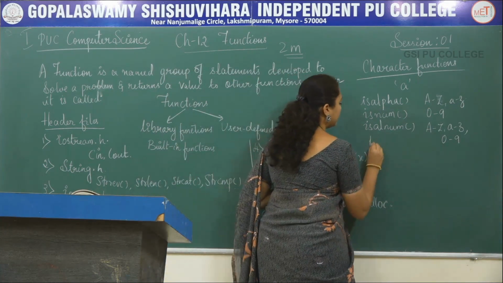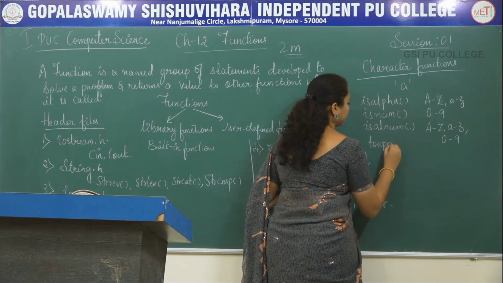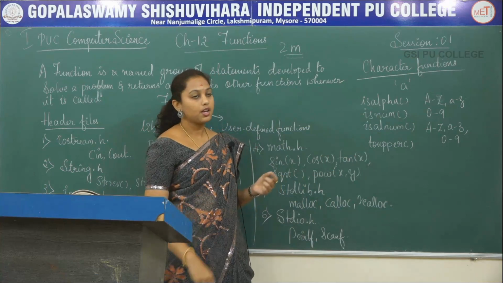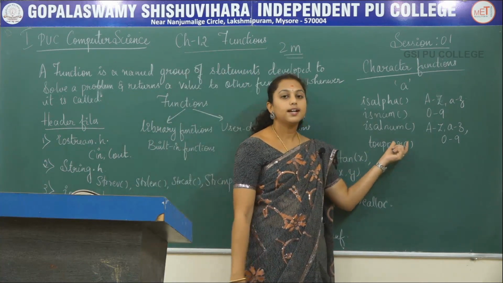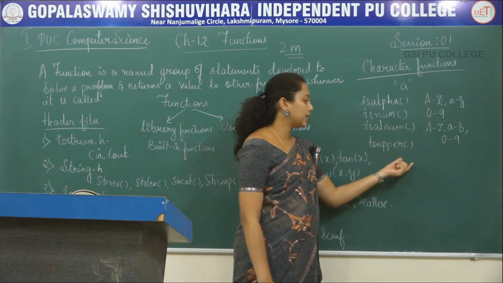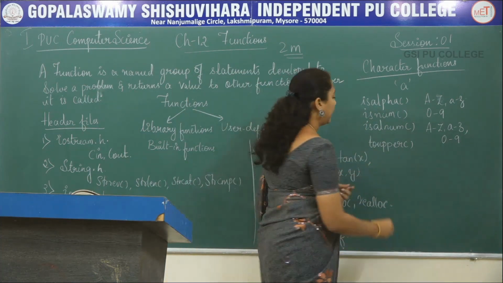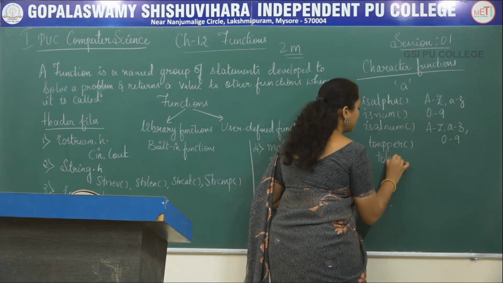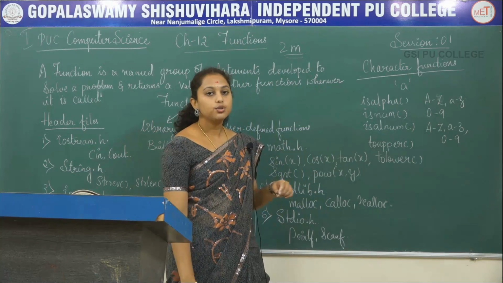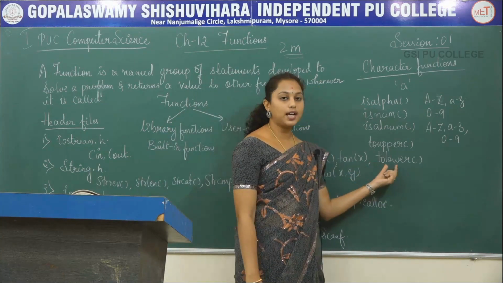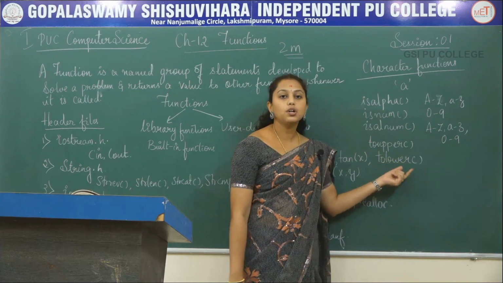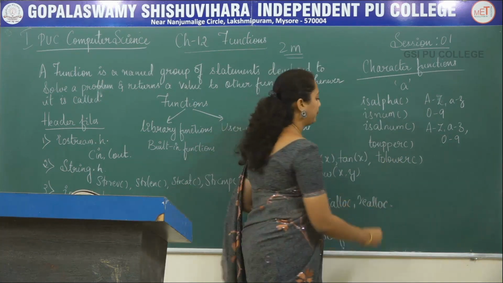Next is toupper. Why do we use the toupper function? This toupper function converts the entered character from lowercase to uppercase. Next is the tolower function. Why do we use the tolower function? The tolower function is used to convert the entered character from uppercase to lowercase.